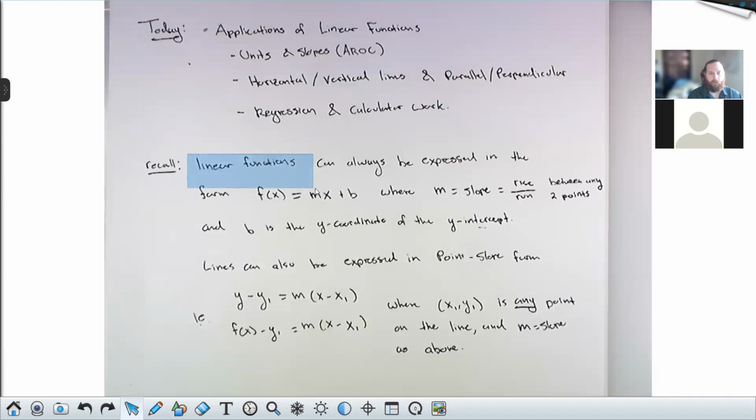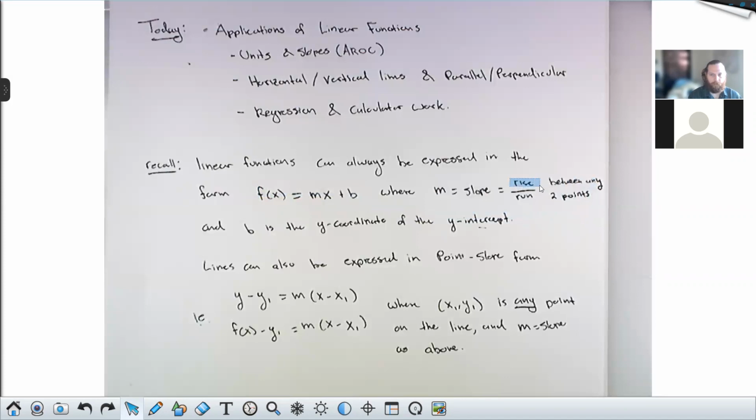Right, so linear functions or linear equations can be written in the form y equals mx plus b, or f of x equals mx plus b if you want to emphasize that it is a function f. M is the slope, which is the rise divided by the run between any 2 points on the line. So you can take your y-intercept and some other point on the line, or whatever 2 points on the line you know, and use those to calculate the slope.